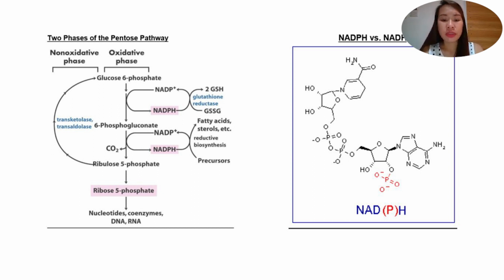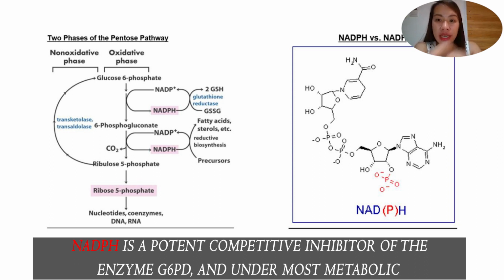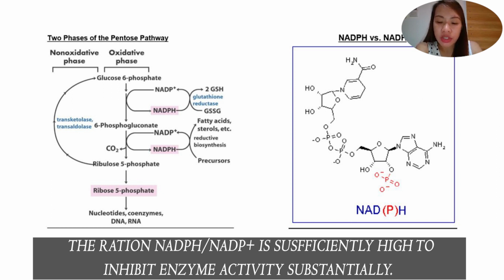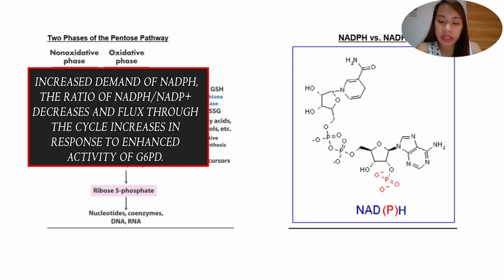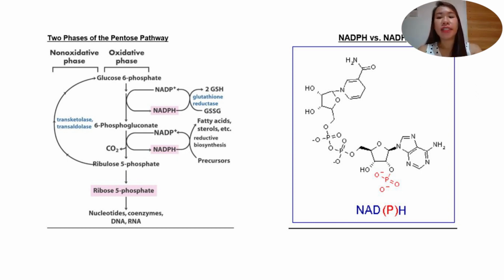Here, before we proceed, I just would like to give a few descriptions on what is NADPH versus NADH. So this is a potent competitive inhibitor class. NADPH is a potent competitive inhibitor of the enzyme G6PD. And under most metabolic conditions, the ratio of NADPH/NADP is sufficiently high to inhibit enzyme activity substantially. Now class, if there is an increased demand of NADPH, this ratio of NADPH and NADP decreases and the flux through the cycle increases in response to enhanced G6PD activity. Okay, so that is the first reaction.